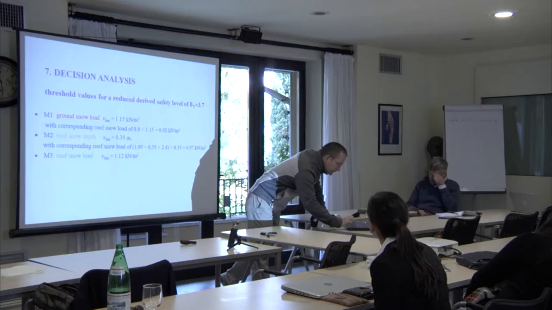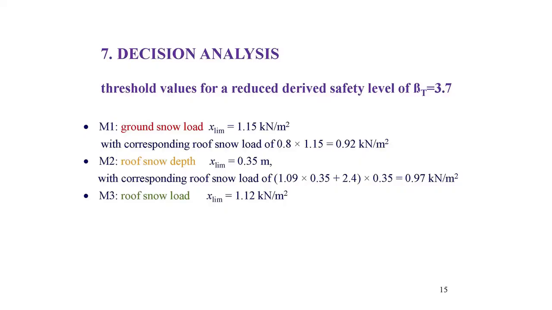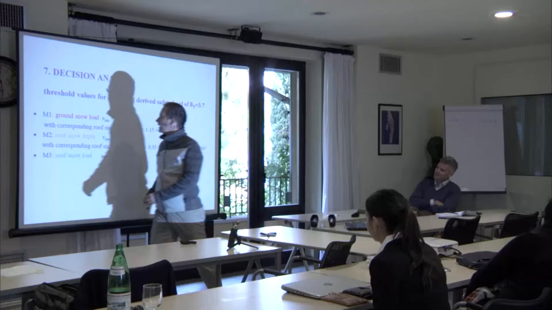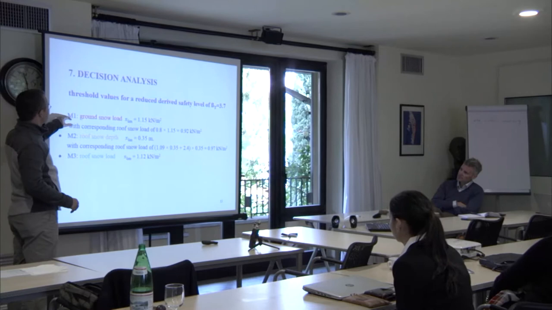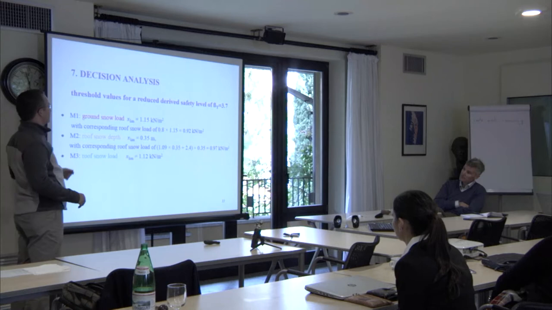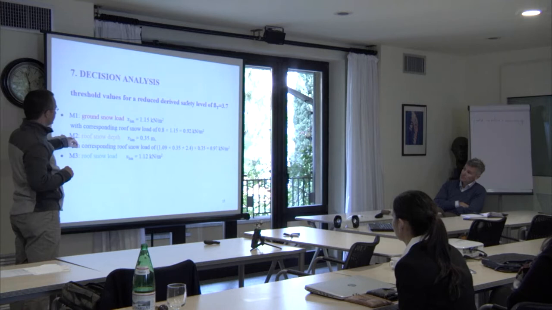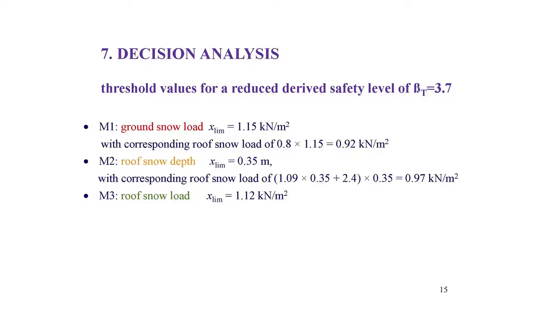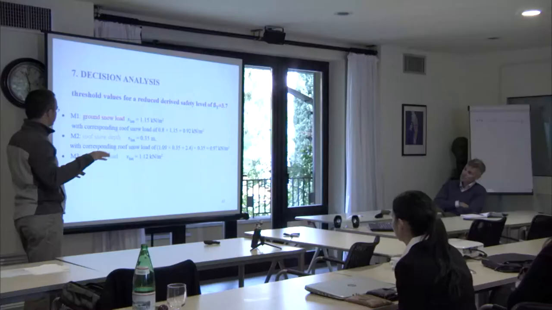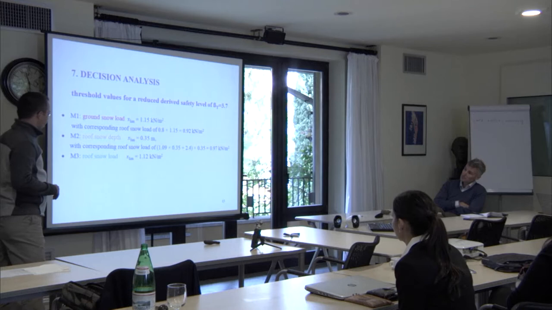This I will skip. And so for different monitoring alternatives, we specified different thresholds. And of course, these differences result from the different uncertainties associated with the alternatives. So in alternative one, we have a very uncertain conversion from ground to roof load. In alternative two, which is more expensive and even more uncertain, we have the translation from snow depth to snow load due to snow density.